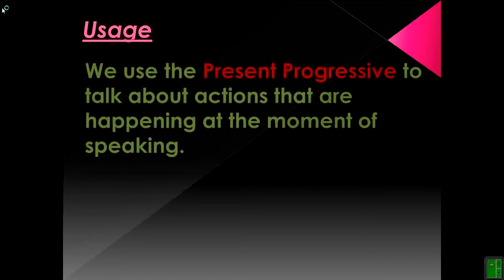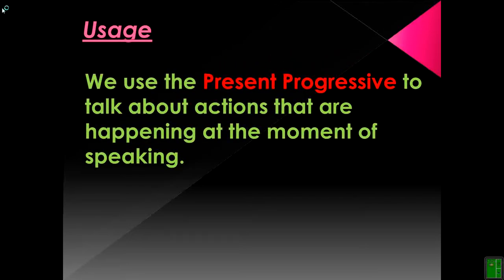Something very important to focus on, which is the usage of the present progressive. We use the present progressive to talk about actions that are happening at the moment of speaking, and it means what? It means that while you are speaking, something is happening now or at the moment. So this is when we use the present progressive.